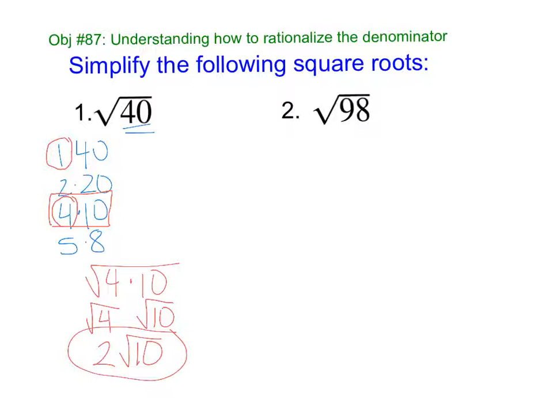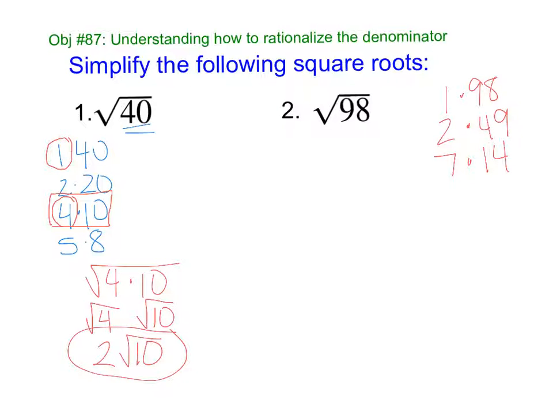Number 2. Again, pause the video. Try it on your own. 98. 1 times 98. 2 times 49. 3 doesn't work. 4 doesn't work. The only other number that works is 7 and 14. And you can use your calculator. Grab your calculator. 98 divided by 3. 98 divided by 4. 98 divided by 5.